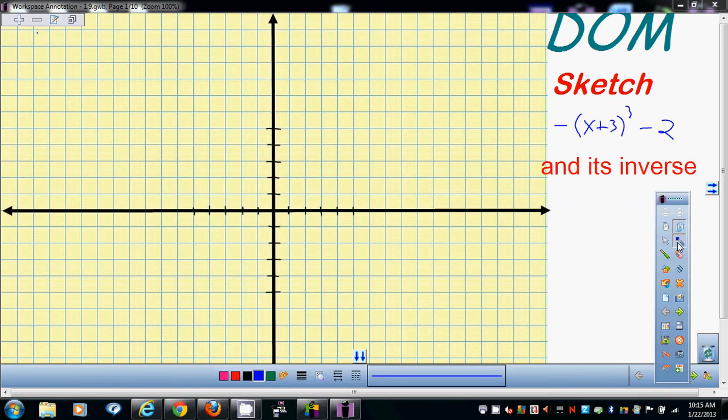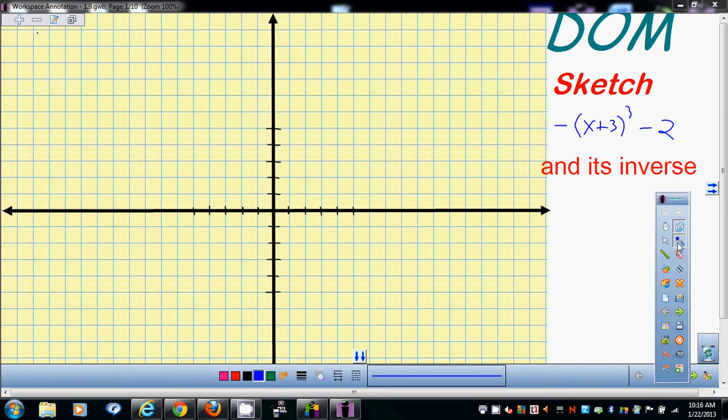X cubed, which looks like this, right? It's going to shift left 3, down 2, and then what's the negative outside the parentheses do? Flips it over which axis? So flips it vertically over the x. So it should look something like that. Let's take a look at it using XY points.